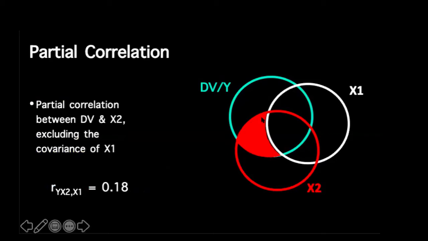So if I wanted to know the pure relationship between variable 2 and my independent variable, I would have to take the area of overlap, or the covariance, that exists between these two variables, and subtract it from the total area of overlap that exists between variable 1 and the dependent variable, okay? So partial correlations end up giving us this little value here, and that's the major difference from multiple correlations.